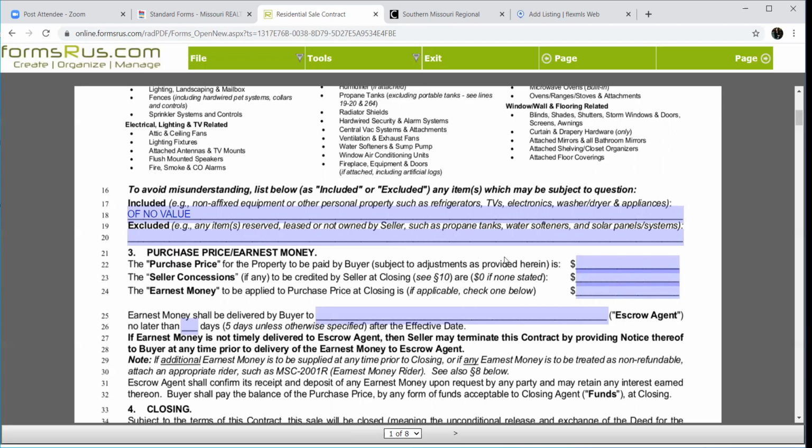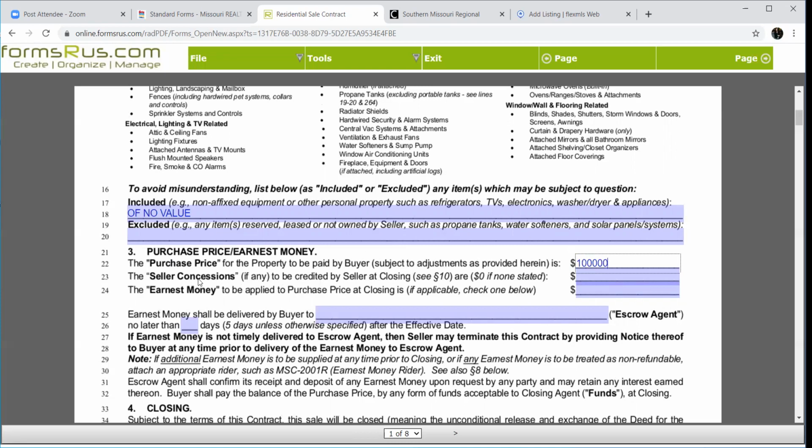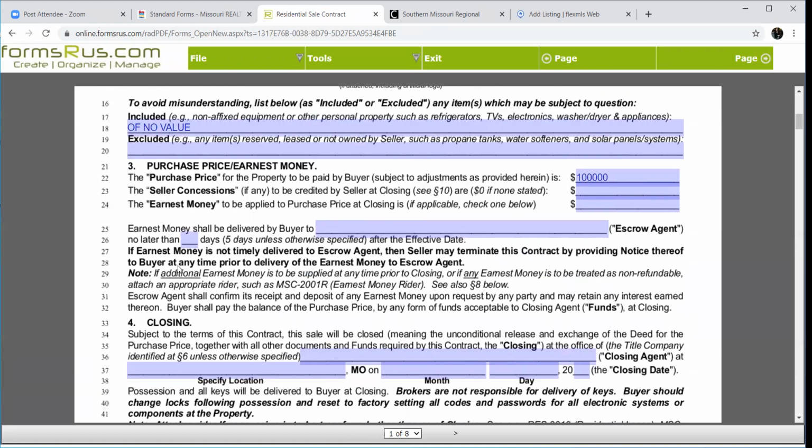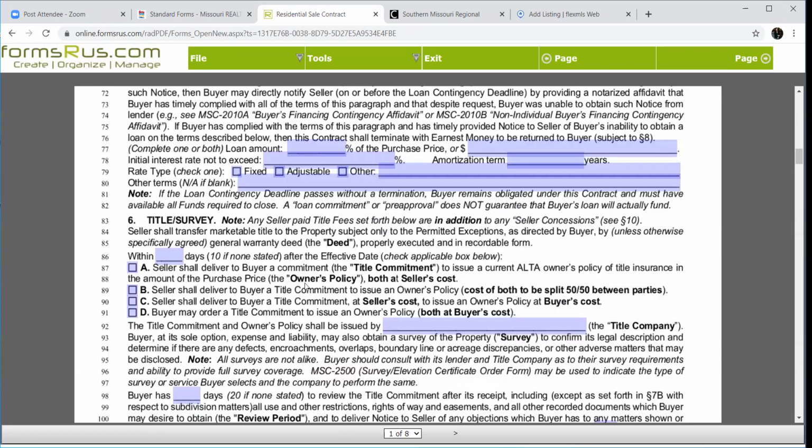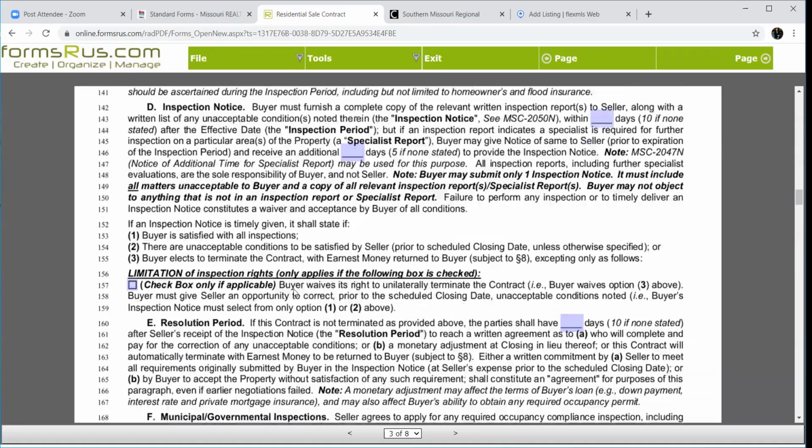Next three lines, pretty self-explanatory. Purchase price, how much are we offering for this property? We'll just go $100,000 for our example. Now, sellers' concessions. Well, what are sellers' concessions? Well, you'll note that they've done a really nice thing right here, and they said that you could see section 10. Well, let's just go look at section 10.